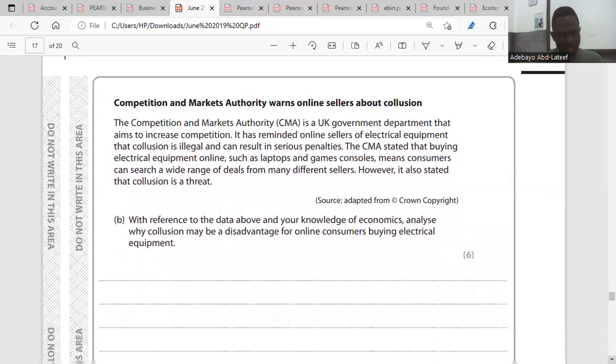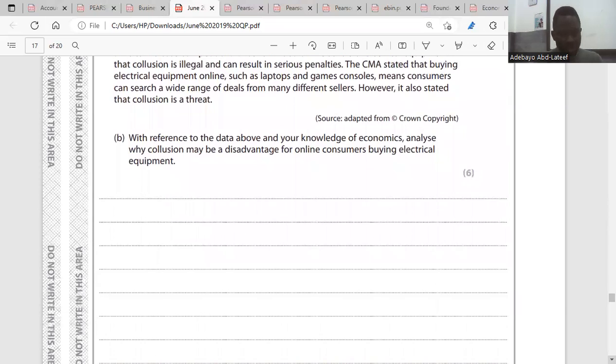With reference to this information and your knowledge of economics, analyze why collusion may be disadvantaged. What is collusion itself? Collusion means businesses coming together, they collude to give a fixed price. You get it? They collude to give prices. So this means wherever you go, you meet the same price. That is what collusion is. But the CMA is saying it is illegal. So now they said, with reference to this, analyze why collusion will be a problem, its disadvantage for online consumers.